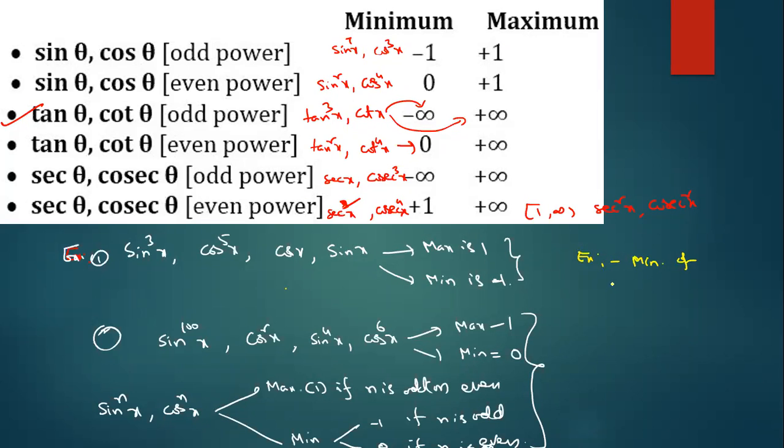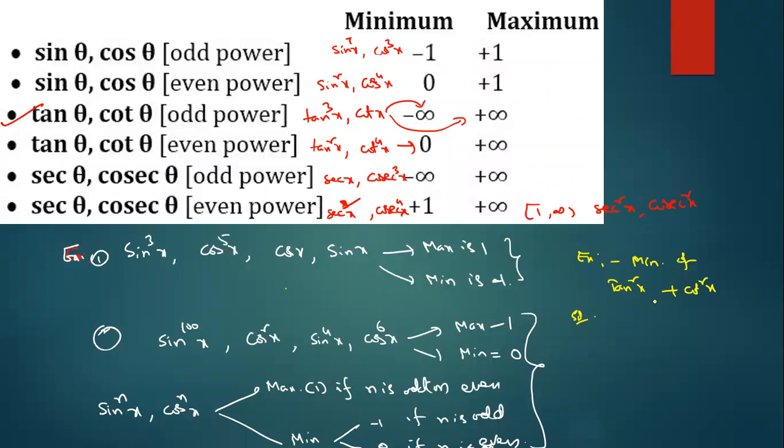Minimum of tan square x plus cot square x. Anyone? You're taking so much time. What is the minimum? In this case, both are reciprocal to each other. Yes, 2 is the correct answer.